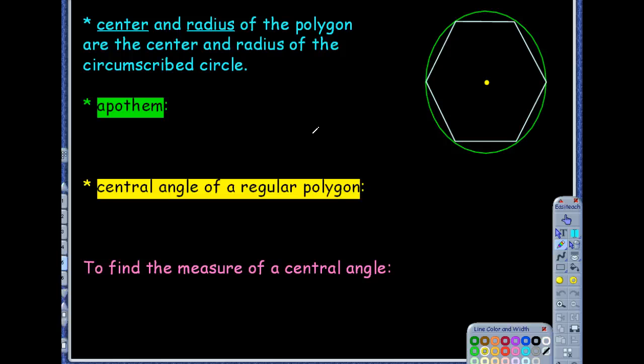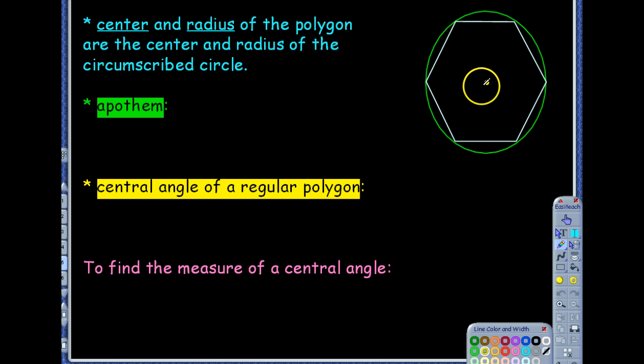What do you mean by circumscribed around it? Circumscribed means that any polygon that I draw within a circle, where its vertices are touching the sides of the circle. So they're going to have the same center. The center of the circle is also the very center of this regular polygon.